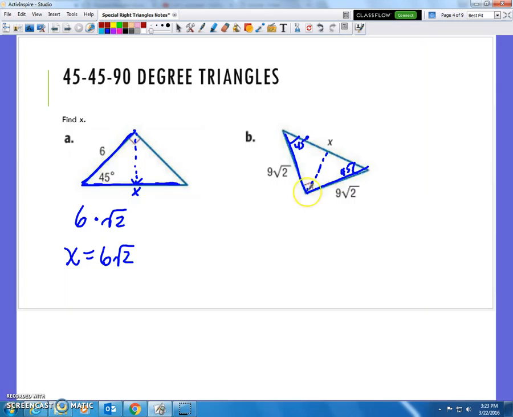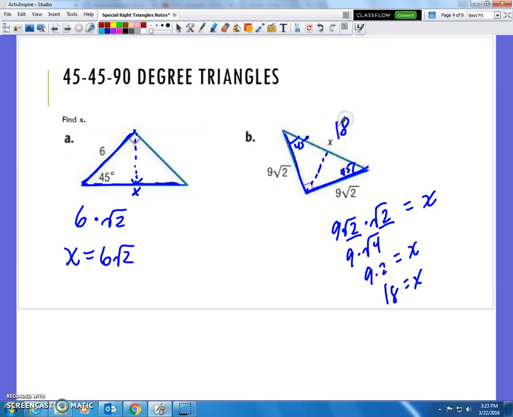I know that this leg, 9 root 2, times the square root of 2 is equal to my hypotenuse, which in this case is x again. So 9 times root 2 is really 9 times the square root of 4, or hopefully by now you know root 2 times root 2 is just 2, or 9 times 2 equals x. X must equal 18. So this length is 18.